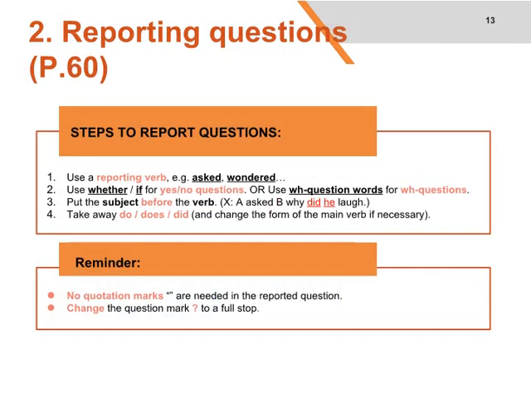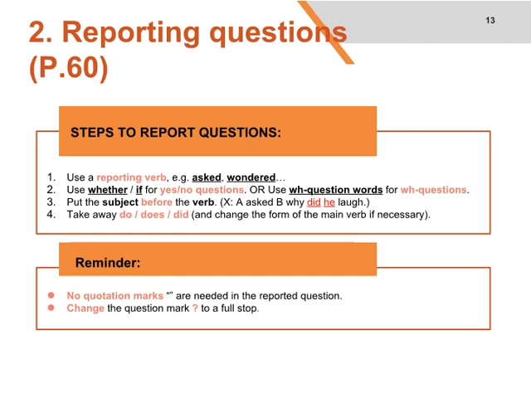First, we use a reporting verb, such as asked and wondered. Second, we use whether or if for yes-no questions. For WH questions, we use WH question words. Third, remember to put the subject before the verb, and don't forget to take away do, does, did in the reported question. For example, we won't say, A asked B why did he laugh? Because in this wrong reported question, the subject comes after the verb, and did is also not taken away.